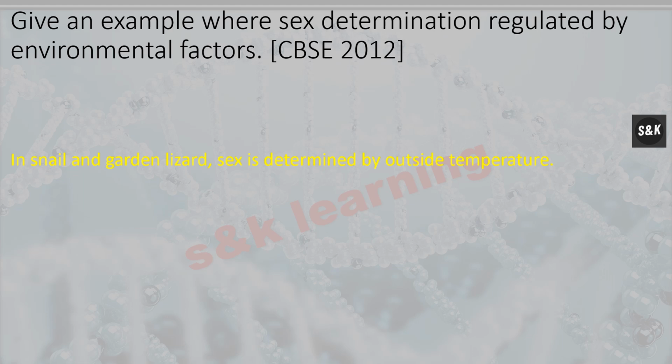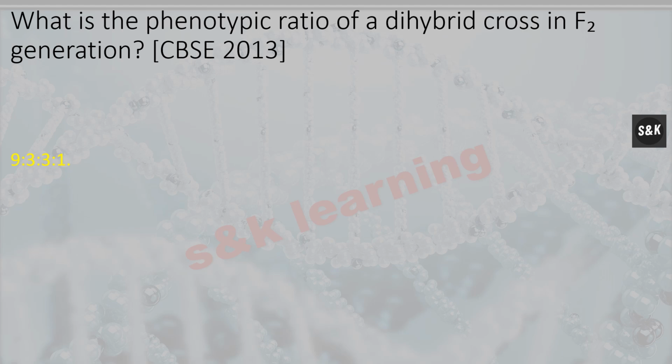Give an example where sex determination is regulated by an environmental factor. In snail and garden lizard, sex is determined by the outside temperature. What is the phenotype ratio of a dihybrid cross in the F2 generation? That is 9:3:3:1.